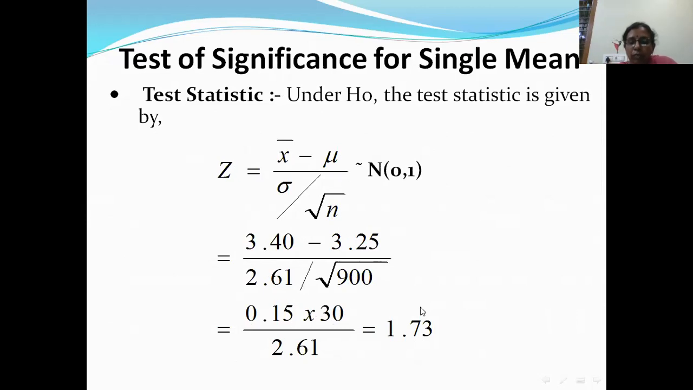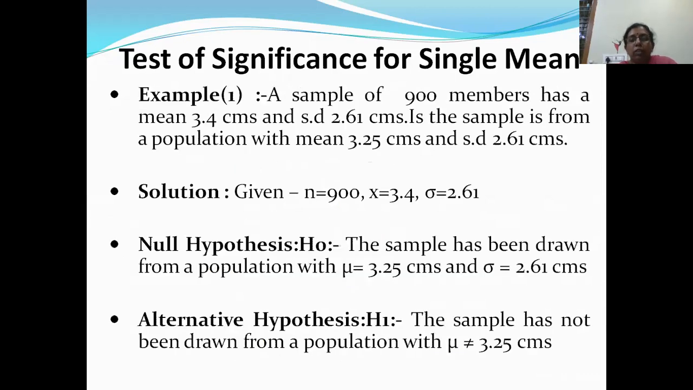Now we have to compare this with the table value. Before writing the table value, first we should see whether this problem is a one-tailed or a two-tailed problem. How do we check that? It depends on the alternative hypothesis. Here H1 has not equal to, and not equal to means it is a two-tailed problem. Suppose instead of not equal to, I have a greater than symbol, then it is a one-tailed problem. If you have a less than symbol, even then it is a one-tailed problem. Only if you have not equal to in H1 is it a two-tailed problem.